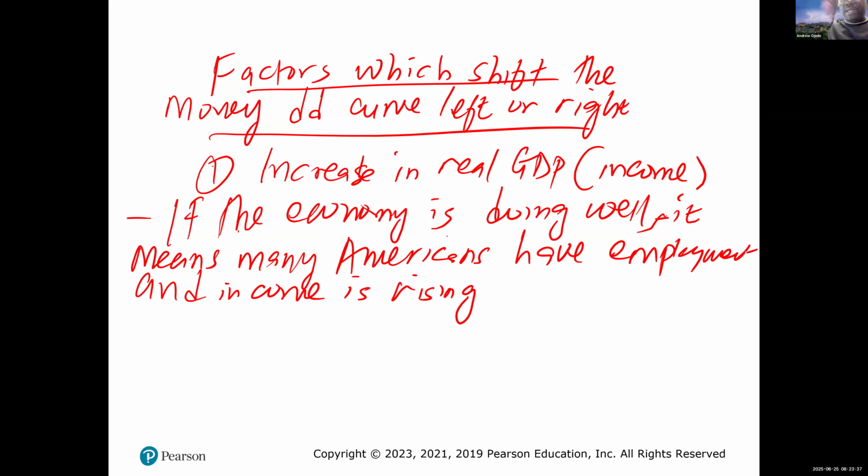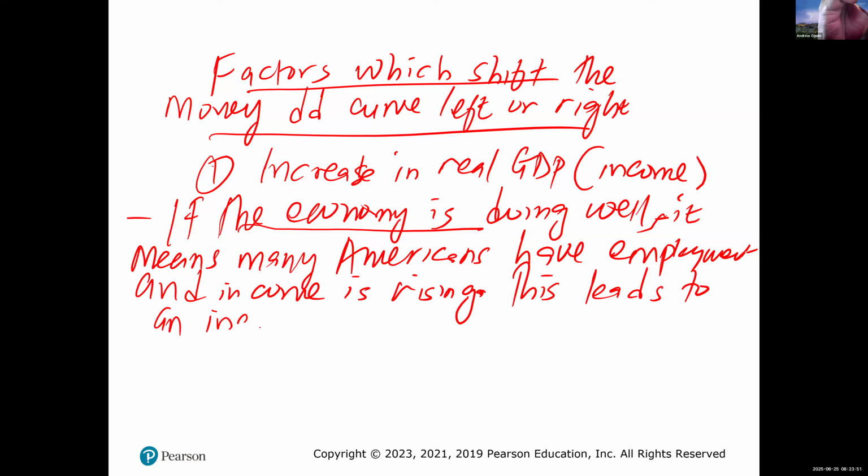When the economy is doing well, it means GDP is growing, the economy is growing. So when income is rising, this leads to an increase in money demand, and vice versa.